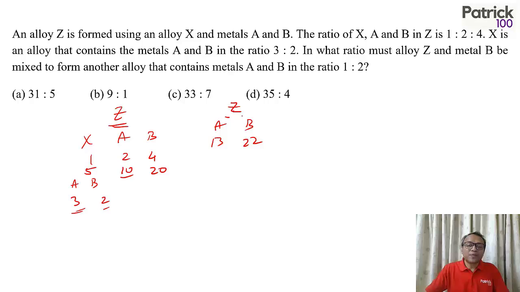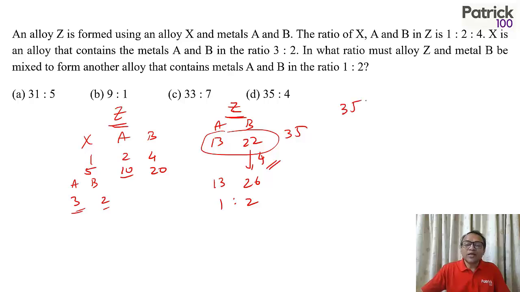This is Z. If I want to make a ratio 1 is to 2, so 13 is to 26. For making a ratio 1 is to 2, I have to add 4 B. So how much Z was there first? Initially Z was 35. I have to add B as 4. So the ratio we get is 35 is to 4, which is D option.